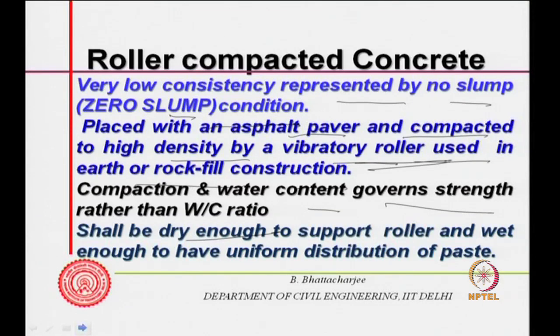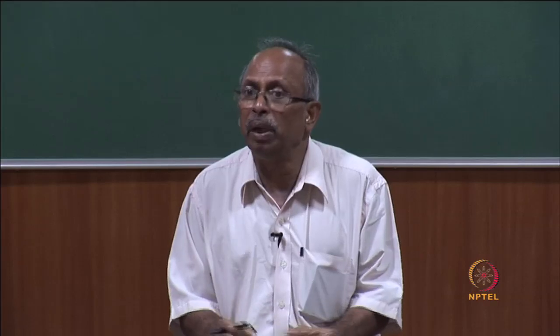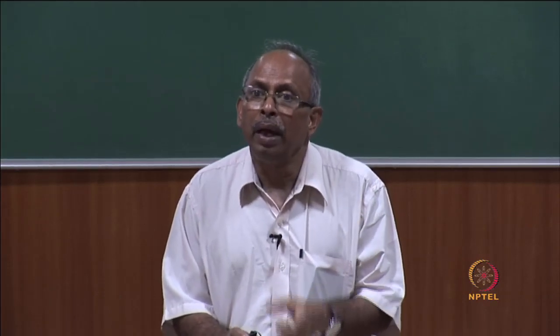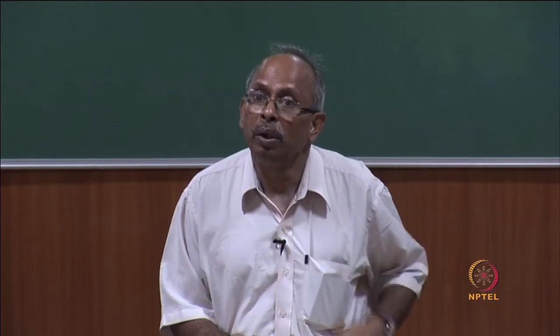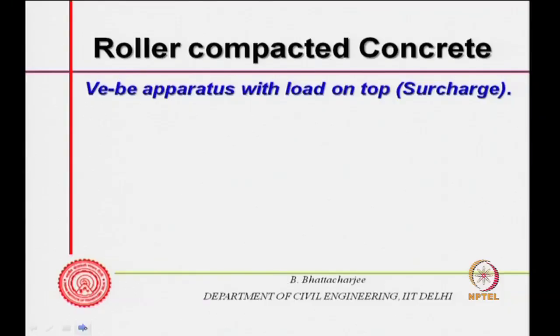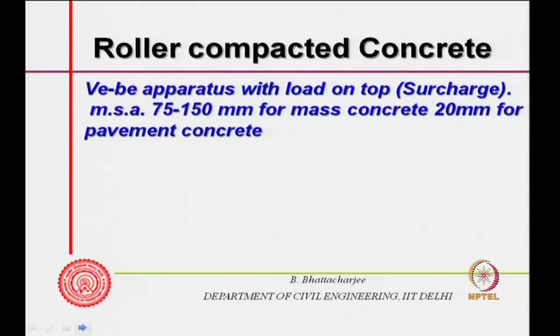It shall be dry enough to support the roller and wet enough to have uniform distribution of paste. So, that is the basic idea. You have sufficient paste and well distributed paste, just wet enough to get maximum compaction, but it should be dry enough to support the roller. The VB apparatus with load on top is what we use, with a surcharge, and its MSA can be 75 to 100 mm for testing the workability.